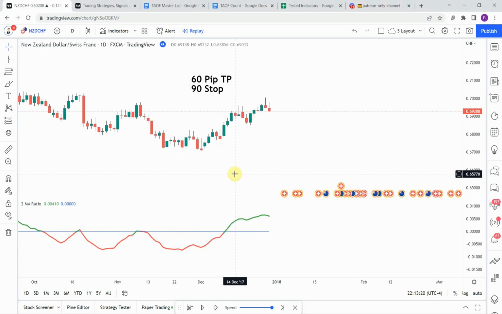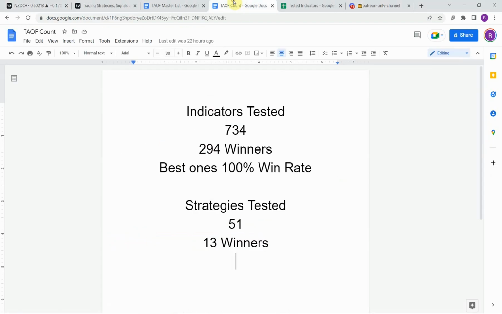Alright, as I said, today we will be testing the 2MA ratio. Before we do though, I wanted to put the testing scoreboard up for everyone to see. So to date, we have tested a total of 51 different strategies, with 13 of them being profitable. We've also tested a total of 734 indicators, with 294 of them being winners. The best ones so far were able to achieve a 100% win rate. Now you need to go back and watch those videos to understand the context of how they were able to achieve that. So go back and watch those videos and see what you can get out of those winning indicators.